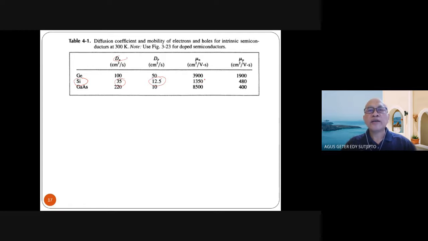the mobility of electron is in square centimeters per volt second. This is also for the mobility of a hole, in square centimeters per volt second. So this is what we can understand. Actually, later we will analyze this.